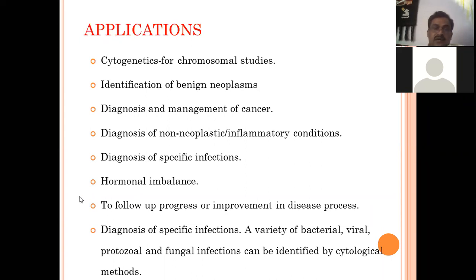As I was saying, it is also helpful in diagnosis of certain specific infections like bacterial, viral, protozoal, fungal. So these are some of the important applications of cytology.